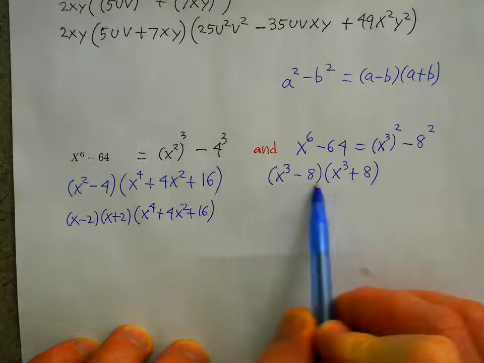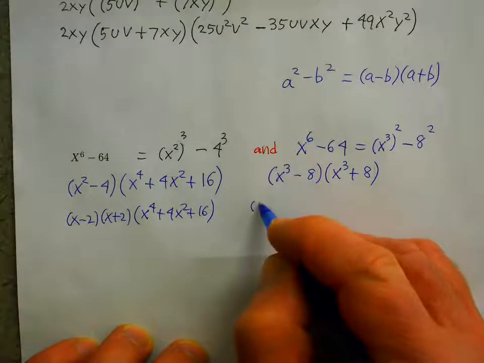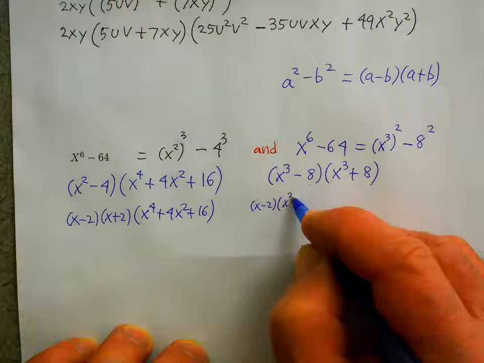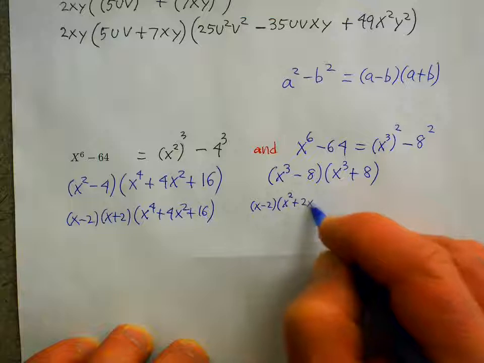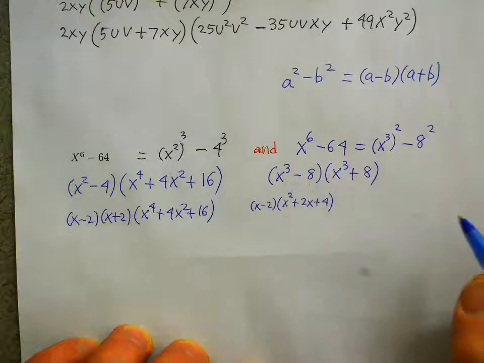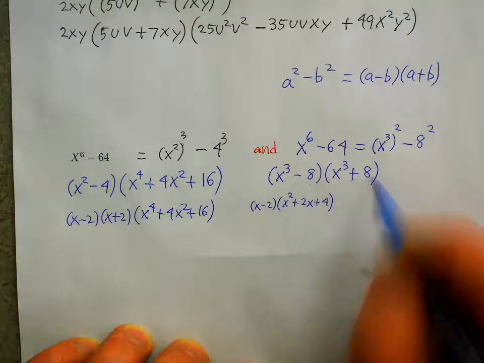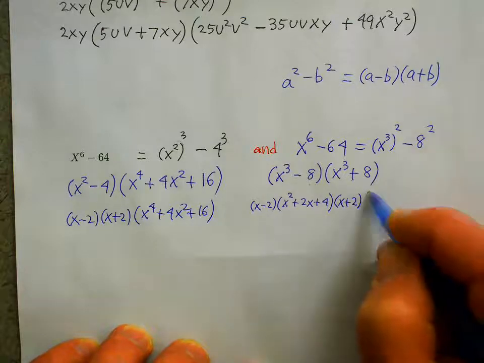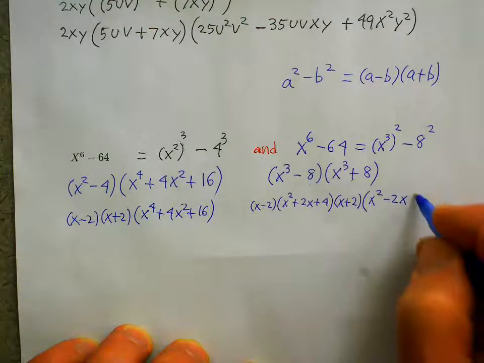So let's factor the difference of cubes, x to the third minus 2 to the third. We get x minus 2 times x squared plus 2x plus 4. And then when we factor the sum of cubes, x to the third plus 2 to the third, we get x plus 2. And then the trinomial is x to the second minus 2x plus 4.